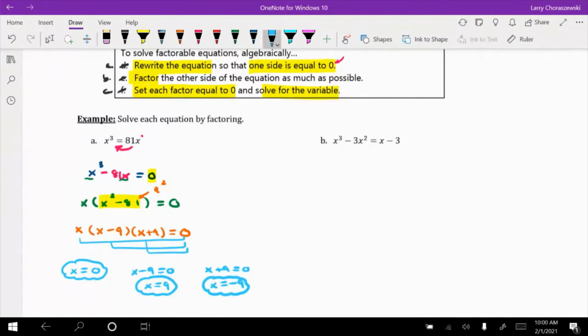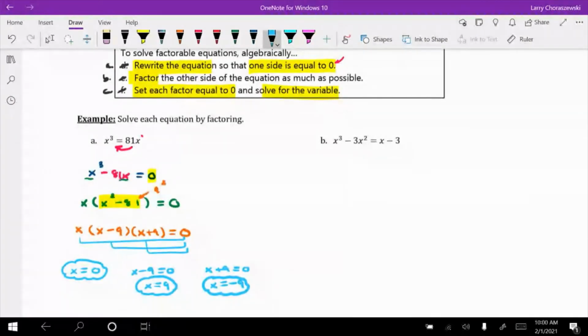Does that make sense? Do you guys have any questions about that? There's really nothing more or less to solving these things. It's just a matter of setting one side to 0 as far as possible. But any questions on part A?